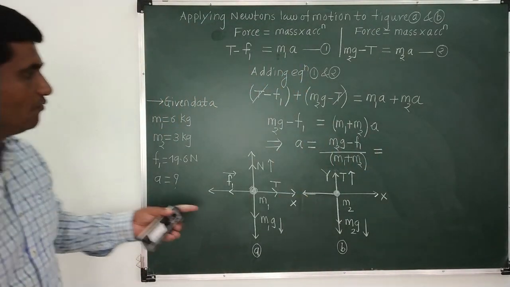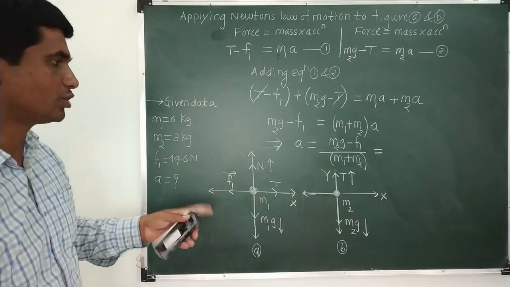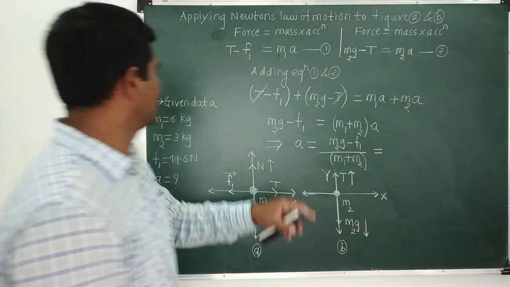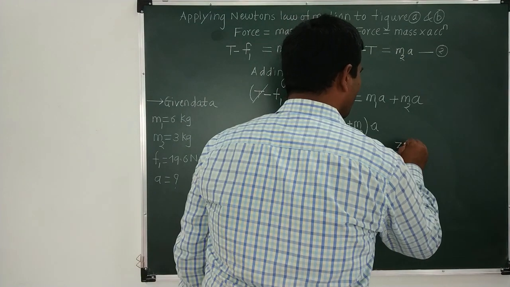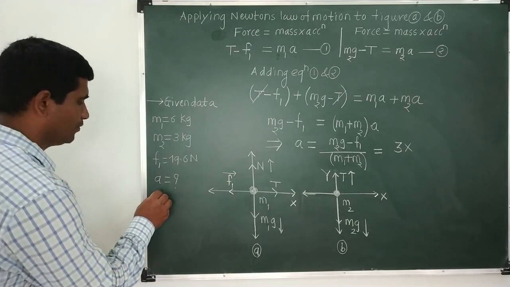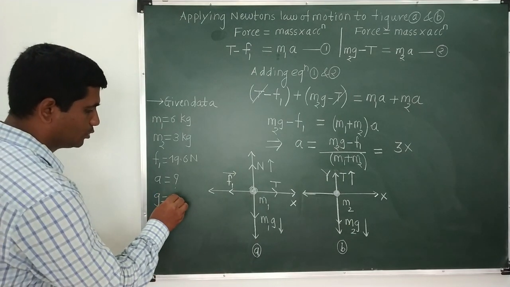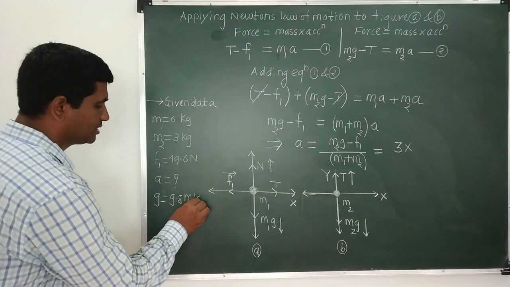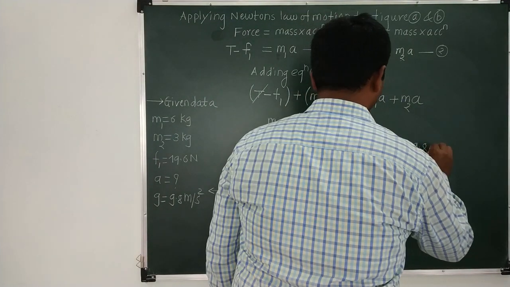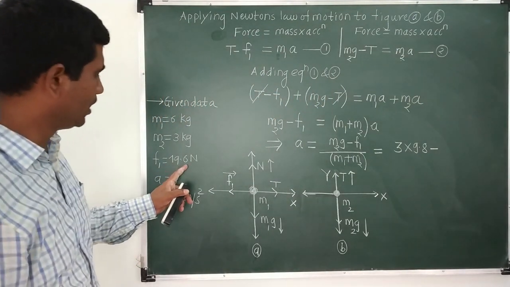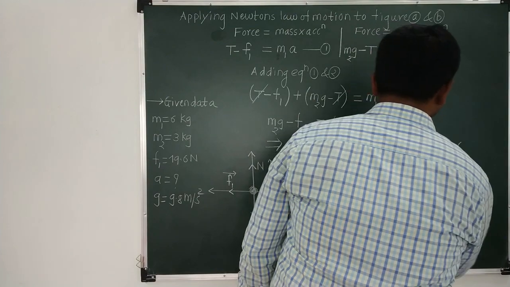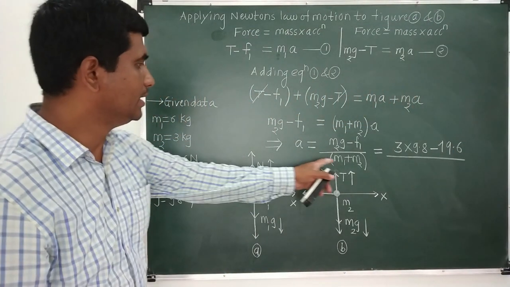Now we have the values of M1, M2 and F1, so we can substitute in that equation. The value of M2 is 3 kg. So 3 into G, the value of acceleration due to gravity is not given, so we can substitute it as 9.8. So 3 into 9.8 minus F1. F1 is 19.6, divided by M1 plus M2.